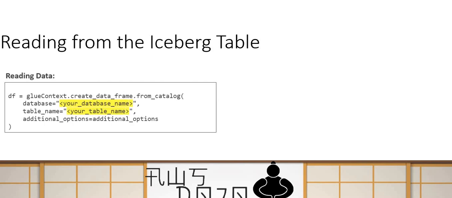So coming back to this. How do I read data from Iceberg table? You have to use a very specific method, and that specific method is Glue context create data frame from catalog. In this method, you are creating a data frame from the catalog. This is the table name of your Iceberg table, and this is your database name. You can provide some additional options like push down predicates and those kind of things. So this is a method which you can use to read data from your Iceberg table.